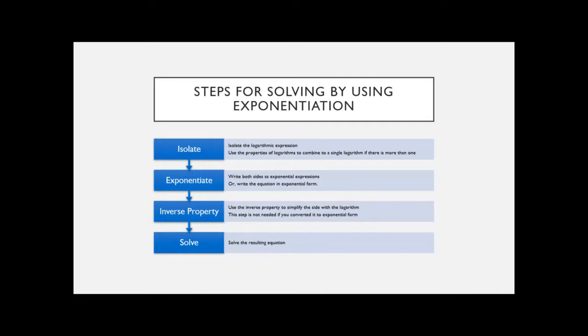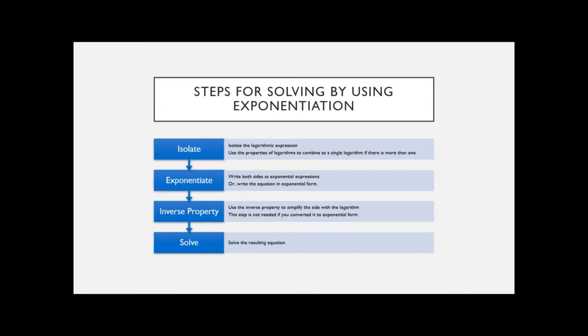So the steps for solving this are a little bit more complicated. First we need to isolate the logarithm, so we want to get the log by itself. And if there's more than one logarithm, you need to use the properties of logarithms to combine them. That's why last week we were learning those properties, because sometimes you need to use those to combine them into a single logarithm.